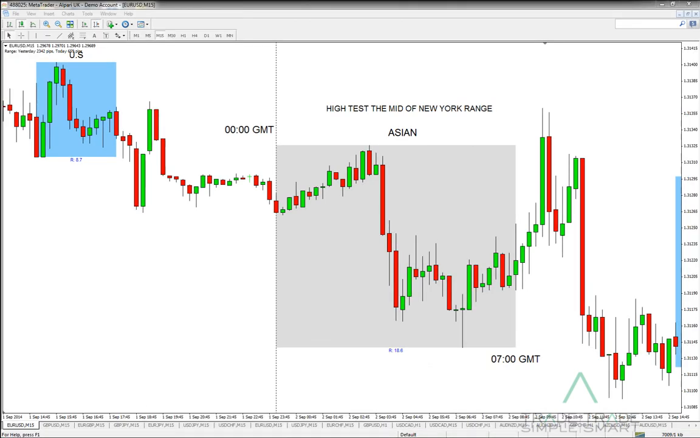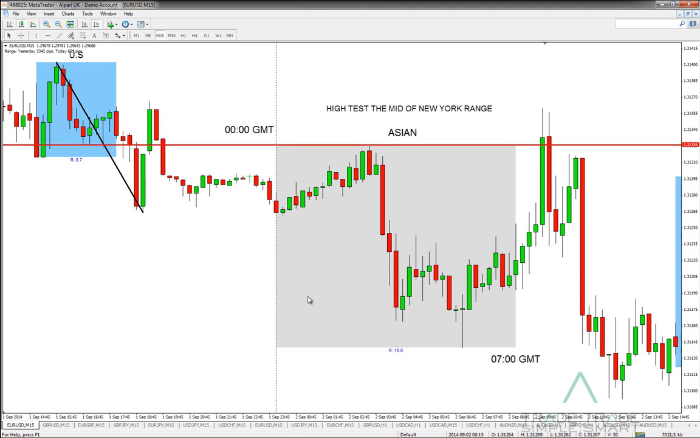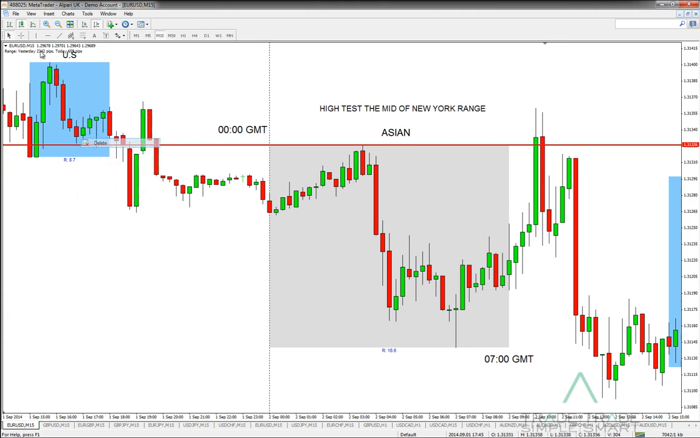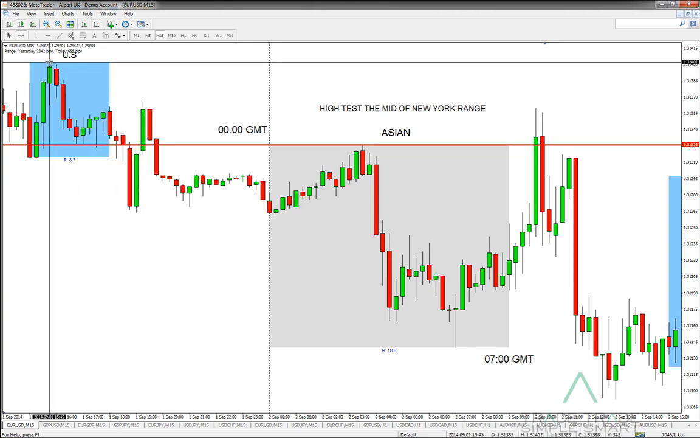So in this first example, if I mark out the high to low range of the prior day's US session, and we mark out the high of the current day's trading session, we can see that the high has tested the mid of the prior day's US trend. Okay, because if we measure the distance between the high of the previous day's US high and low, we get a range of 13.8, so we say about 14 if we round it up.